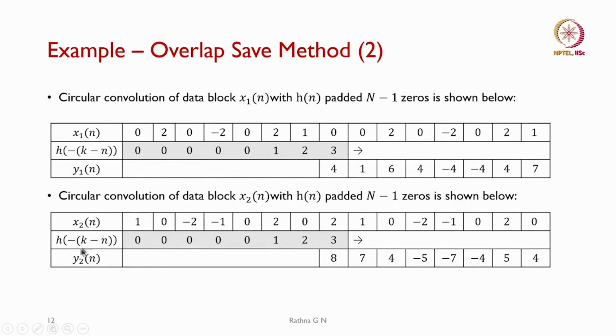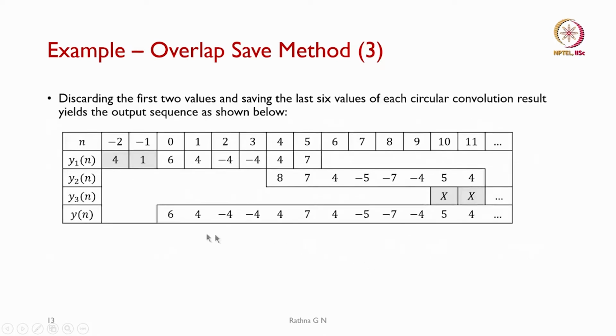So, same thing with h of minus k minus n. You will be reversing it and then taking it, and then doing the circular convolution of the 2 sequences. You will see that the resultant y2 of n is 8 7 4 minus 3 minus 7 minus 4 and 5 and then 4. Now, the next step is we have to calculate y3. y1 of n is given, y2 of n, and y3 of n, the last 2 we can ignore.